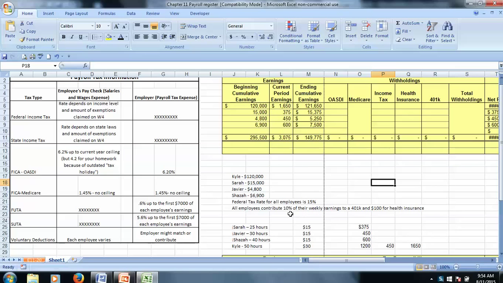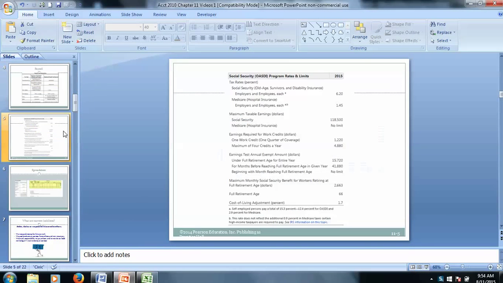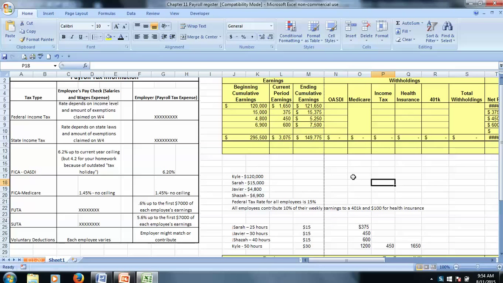And we said that the current ceiling, according to the information for 2015, if we jump back out, is $118,500. So after an employee reaches $118,500, neither the employee nor the employer must make a contribution to the Social Security fund. So Kyle, none of his earnings were below the $118,500 at the beginning of this pay period, so none of his earnings are subject to Social Security.